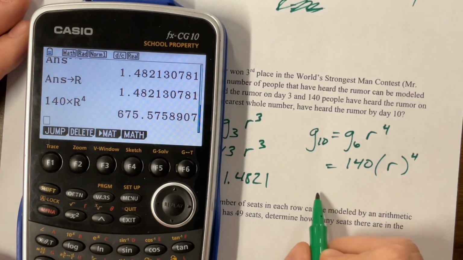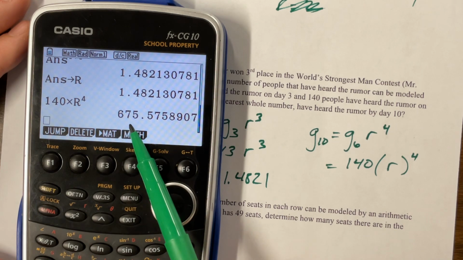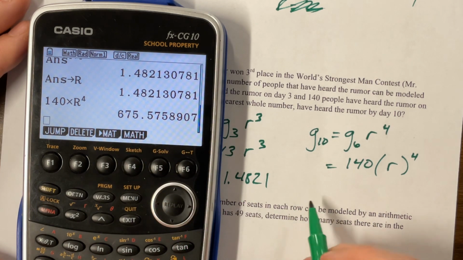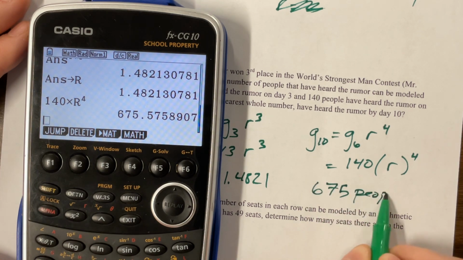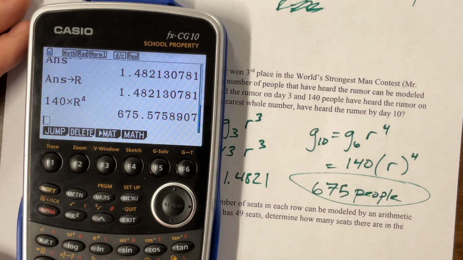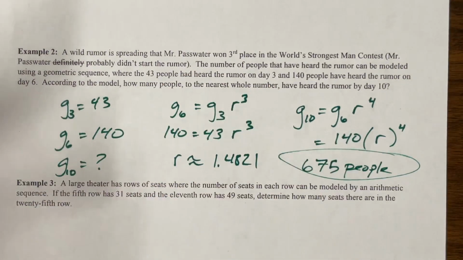This will probably show up in multiple choice. They probably would not give you a 675 and 676. I would say we haven't made it to the 676th person. I would say 675 people. That's a good rumor. Very nice. Okay, but if I rounded wrong, whatever.